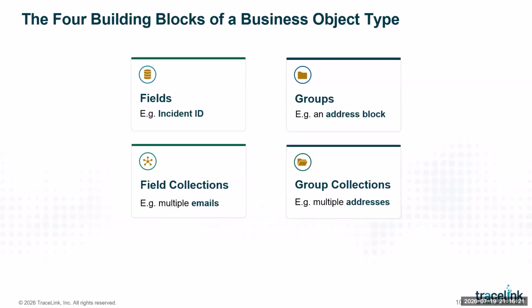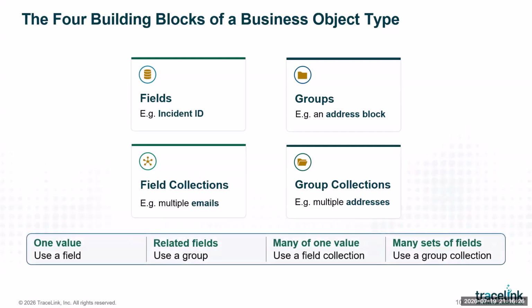Here's the pattern I want you to remember. One value, use a field. Related fields, use a group. Many of one value, use a field collection. And many sets of fields, use a group collection. Everything we build for the rest of today maps right back to these four.